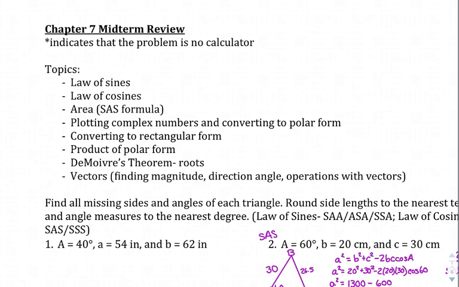Then our next section of Chapter 7 was plotting complex numbers and converting them to polar form, converting to rectangular form, so that's taking polar form and converting it to rectangular form, and then we're only going to focus on the product of polar form. So remember, that was like our second section of Chapter 7, and then finally we're going to finish out with De Moivre's theorem for roots and then vectors as well.